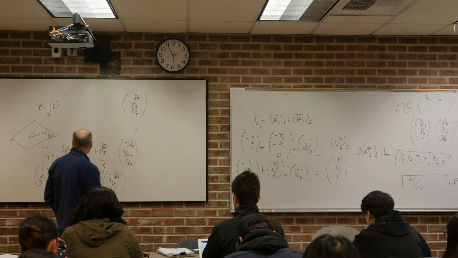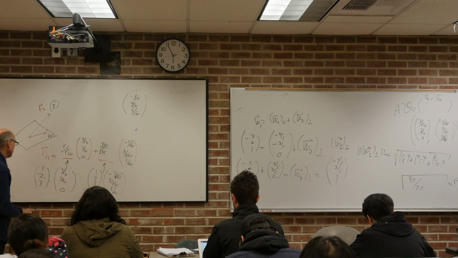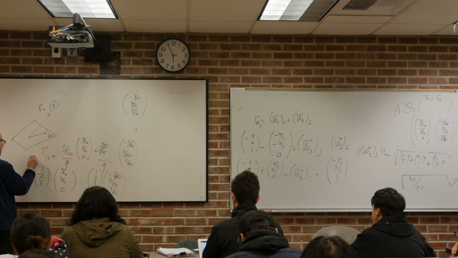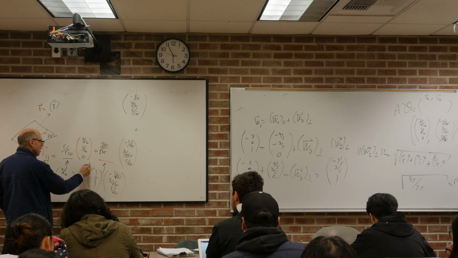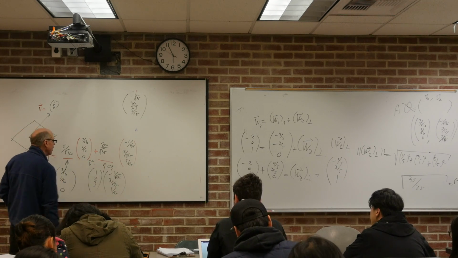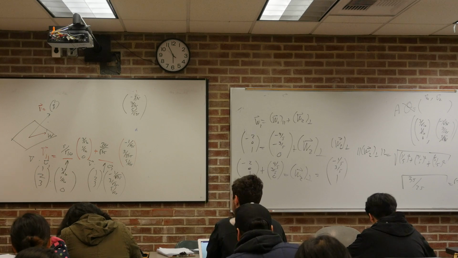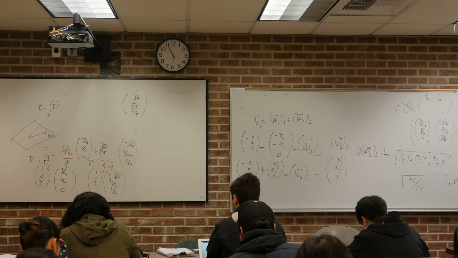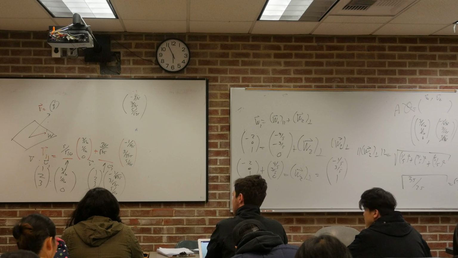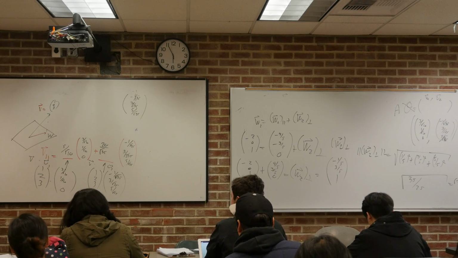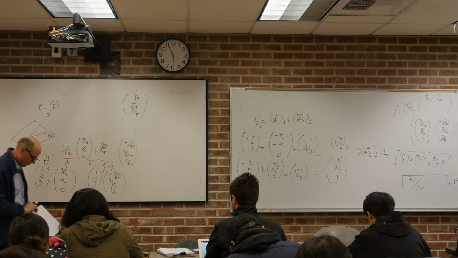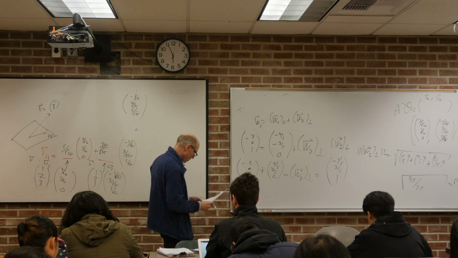B dotted with U1 and B dotted with U2. You got it. You want me to do the arithmetic? So I could multiply and add a bunch of things together, make it look nicer. Trust your abilities on that.